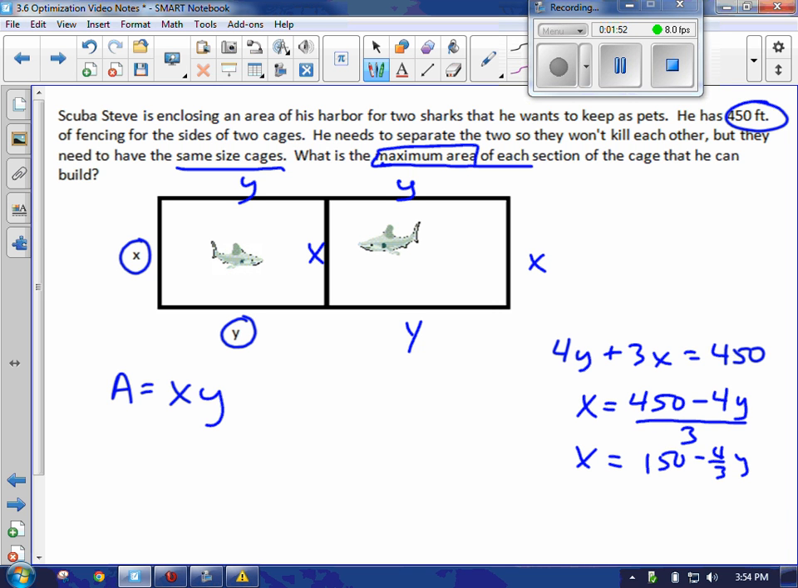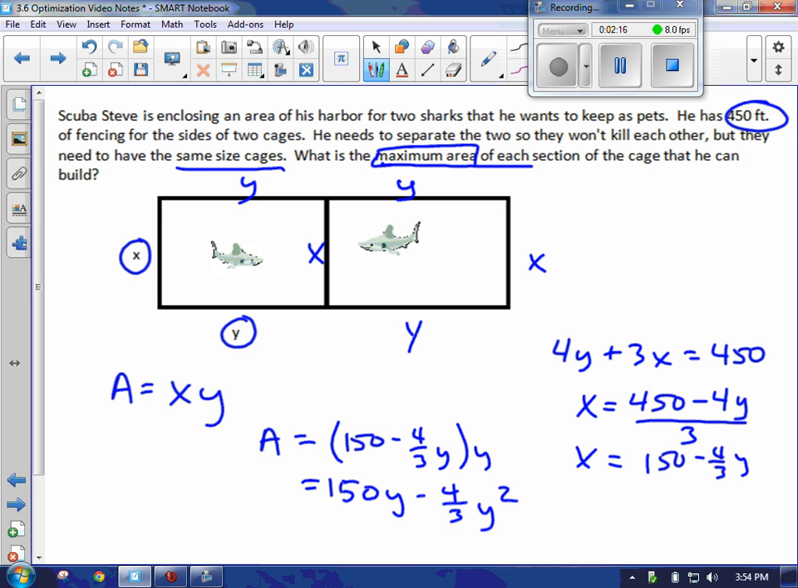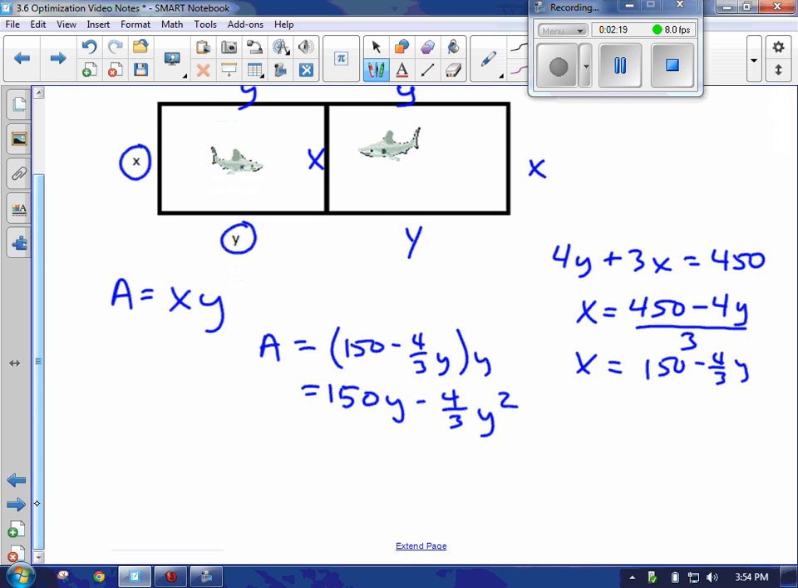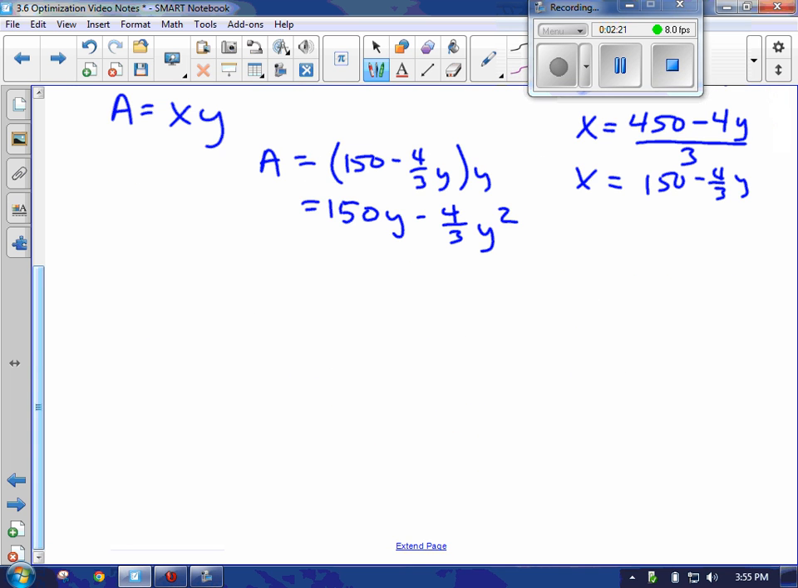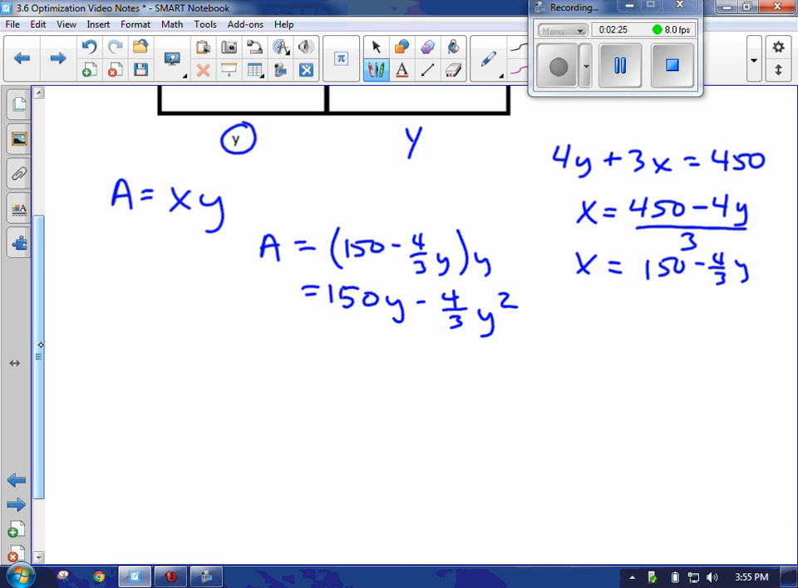So then we're going to take that and substitute into our formula for area, giving us 150, not 105. Okay, so there's our area formula in terms of y only. So now we want to take the derivative of this with respect to y and find where we have a maximum. So go ahead and do that.